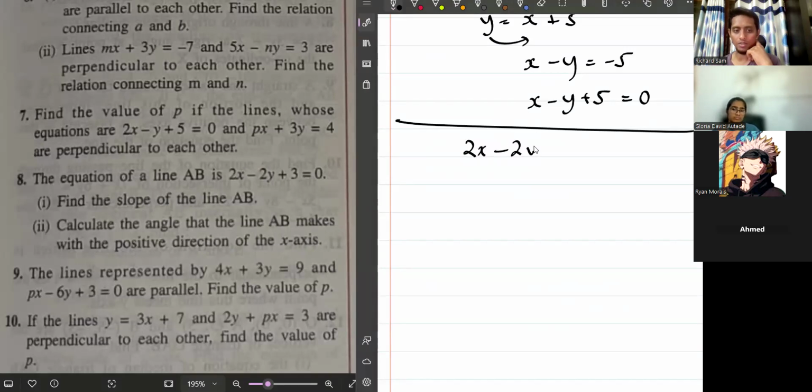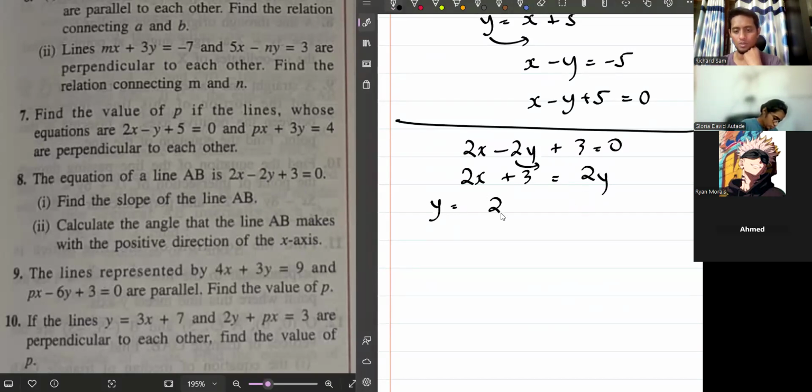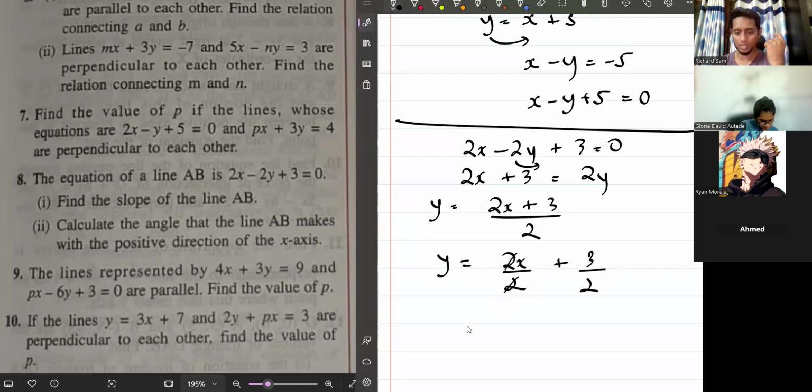So 2x minus 2y plus 3 is equal to 0. Make y-intercept form meaning make y the subject. So take the minus 2y to the right to make it positive. So 2x plus 3 is equal to 2y. Then take the 2 down. So y is equal to 2x plus 3 whole upon 2. Now take 2 separately for both. So y is equal to 2x upon 2 plus 3 upon 2. So 2 and 2 get cut and we have y is equal to x plus 3 upon 2. Now this looks the same as y is equal to mx plus c. See, y is here, x is here, and this is c.